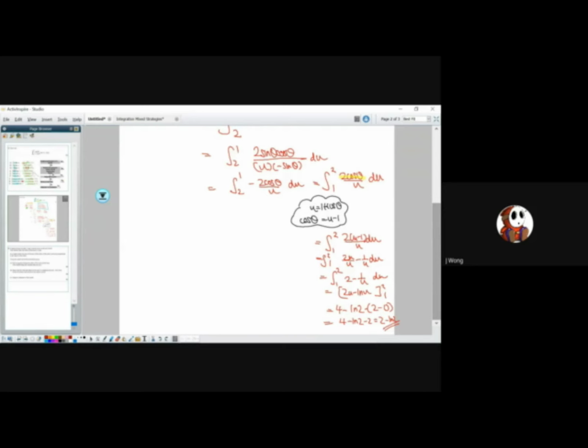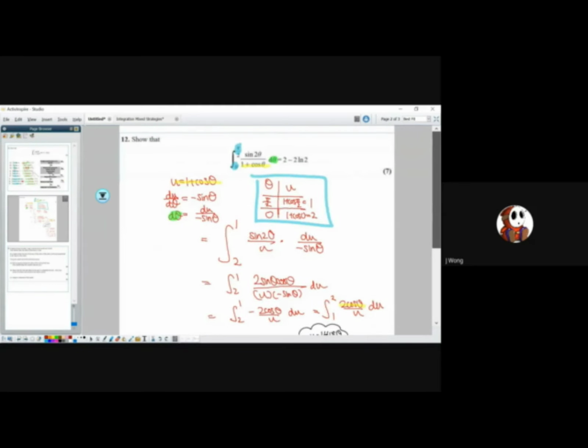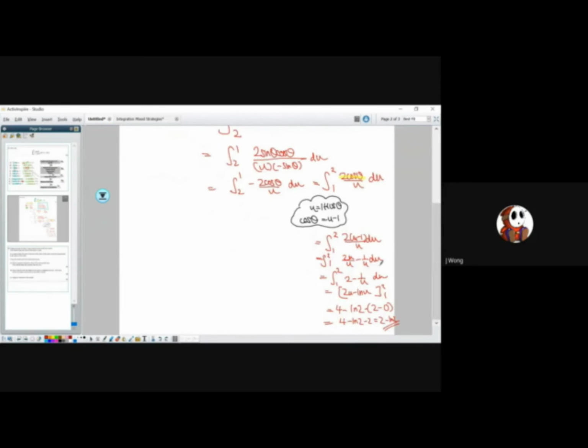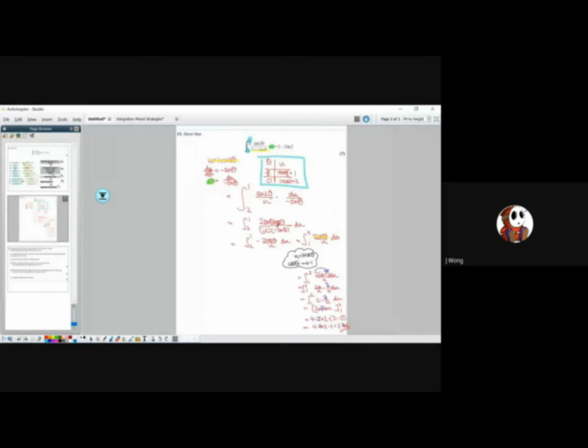What's wrong? What's a 2 there? Oh yeah, I made a mistake here, because when I expand this, that will give me 2. My bad. So that should be 2 ln u. That's why there's a 2 there. So I made a little mistake right there. But generally speaking, the way of solving it should be fine.